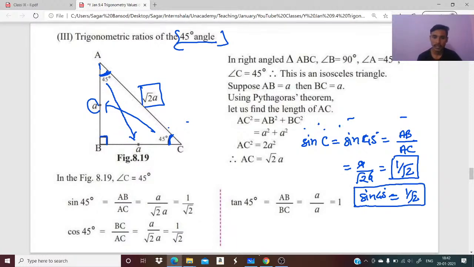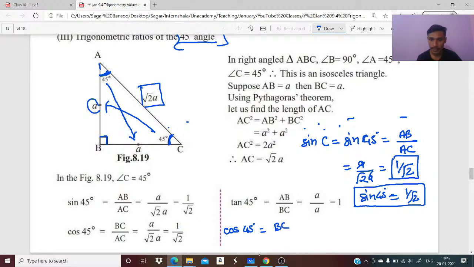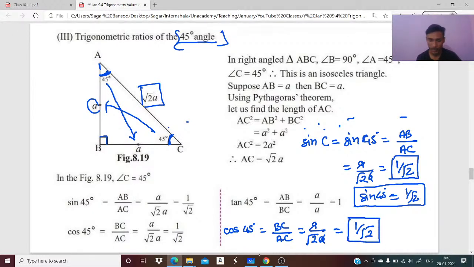Now similarly, if I ask you to find the value of cos of 45 degrees, again for this angle C, cos 45 degrees will be adjacent, that is BC, upon hypotenuse, that is AC. The length of BC is A, and the length of AC is root 2 A. Again this A will get cancelled out and you will be left with 1 by root 2. Therefore the cos of 45 degrees is given as 1 by root 2.